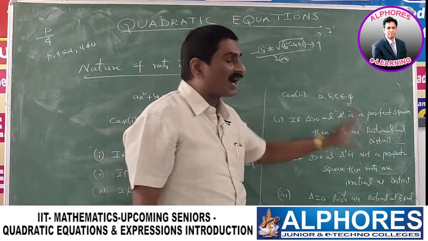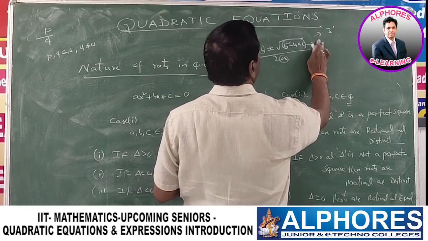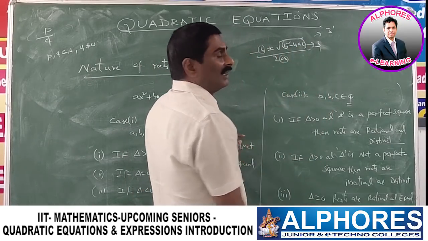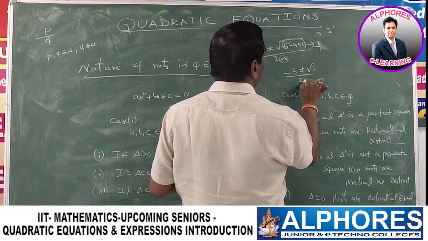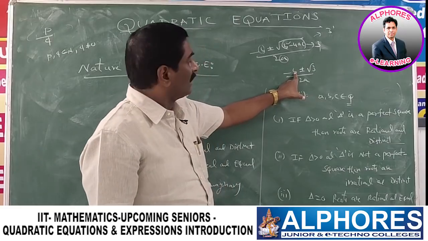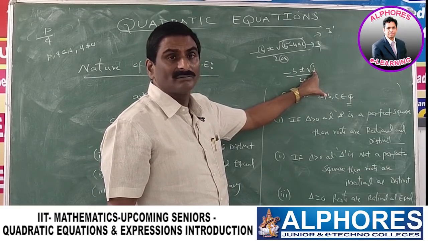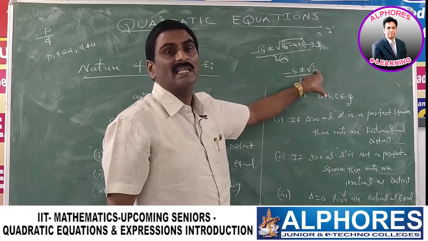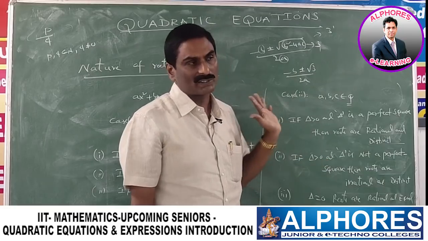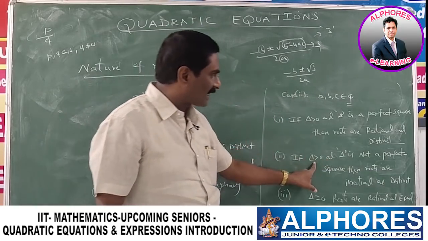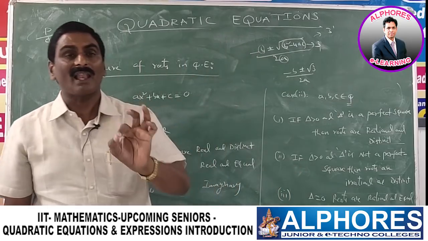Suppose delta is not a perfect square, say this value is 3. We get the roots are minus b plus or minus root 3 by 2a. a and b are rational. Root 3 is irrational. Rational plus irrational is irrational, not rational. So we get irrational roots. If delta greater than 0 and delta is not a perfect square, then the roots are irrational and distinct.